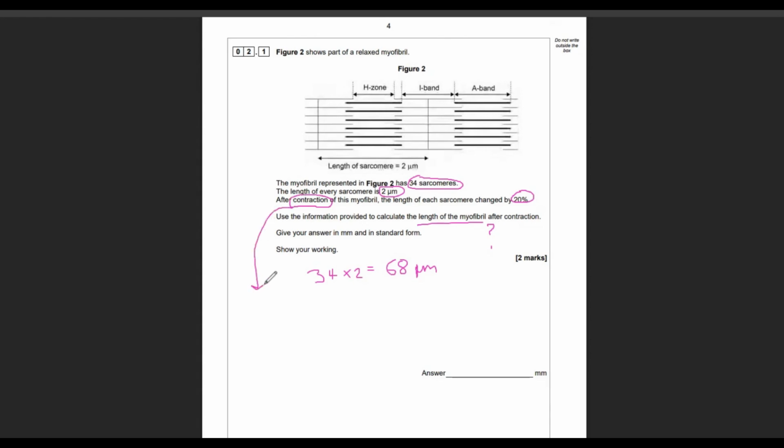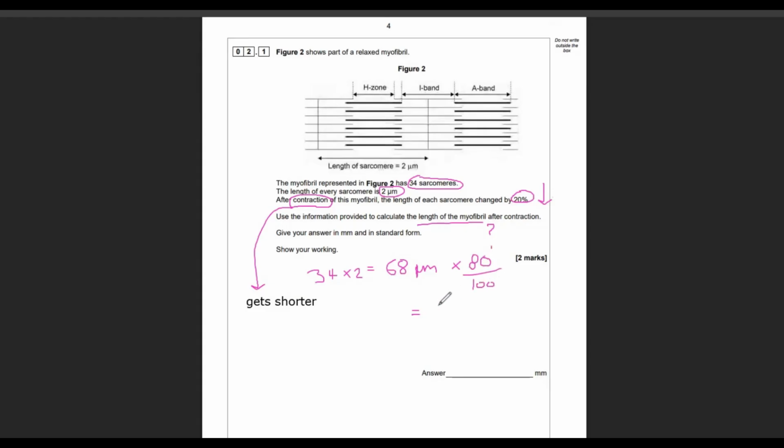Now, after contraction, what's going to happen to that length? If you think about when muscles contract, what happens? They get shorter. So when you squeeze your muscle, the myofilaments slide over each other. Remember, you have the myosin heads inside those actin, and they slide across each other.